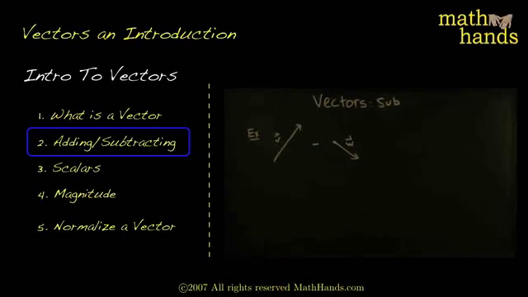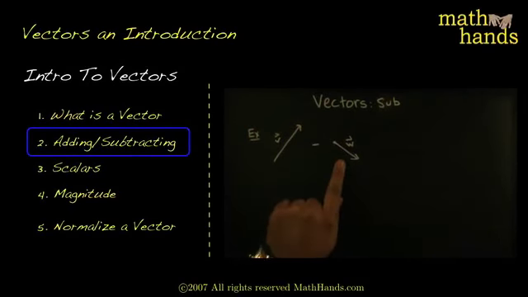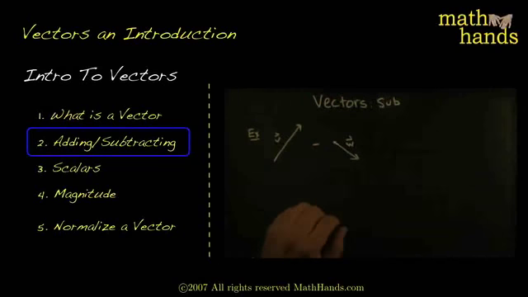Okay, let's take a look at the subtraction problem. Suppose you've got a couple of vectors here. V, which looks like that, and W, which looks like that. We're going to subtract it two different ways. First, just using the pictures, and then we will subtract using the algebra.